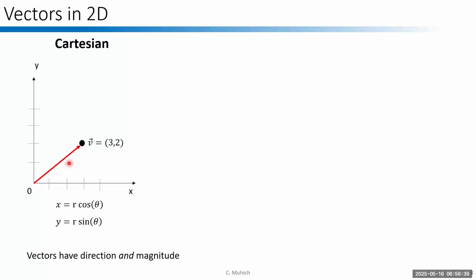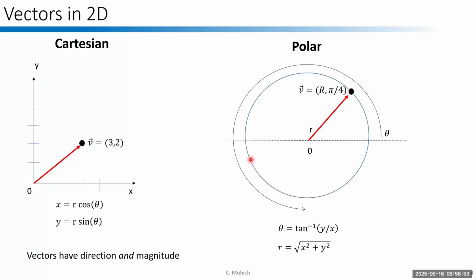Vectors are going to have both a direction and a magnitude, right? The magnitude is how long this vector is, so how far it's pointing, and then the direction tells us where in space it points. I can draw this in polar coordinates as well, right? In this case, this vector is pointing along r a certain distance and at some angle around the circle.